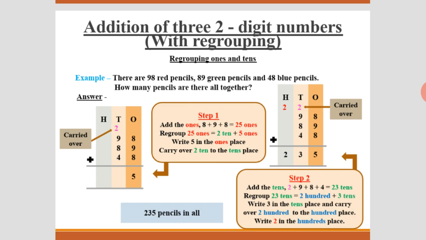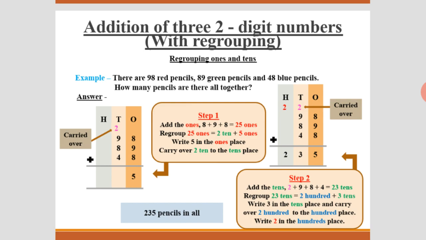Look at step 1. Sum of the ones digits 8 plus 9 plus 8 is equal to 25 ones. Regroup 25 ones, that is 2 tens and 5 ones. Thus, write 5 in the ones column and carry over 2 tens to the tens column.